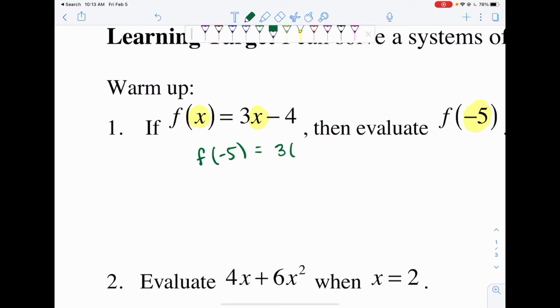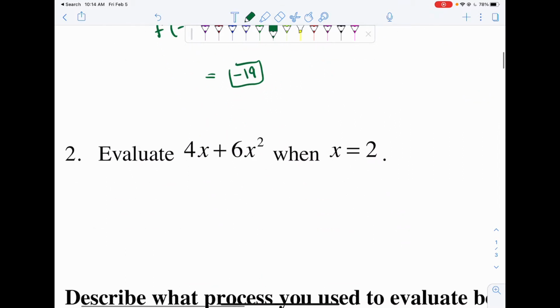So I now have 3 times negative 5 minus 4. And here's what I'm going to ask you. I'm actually going to ask you to just type this in your calculator and tell me what you get. Well, if I do it by hand, I get 3 times negative 5 is negative 15. And then I do negative 15, take away 4, and I get negative 19. So negative 19 is my final answer.